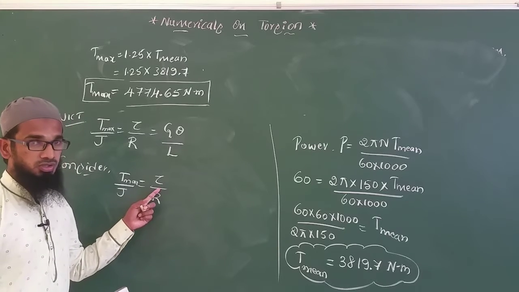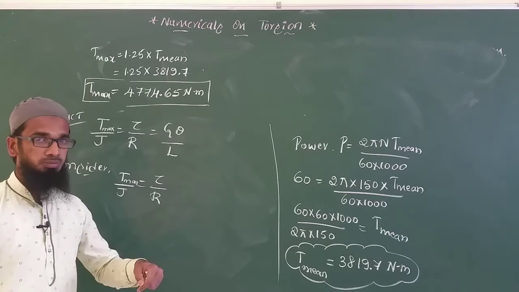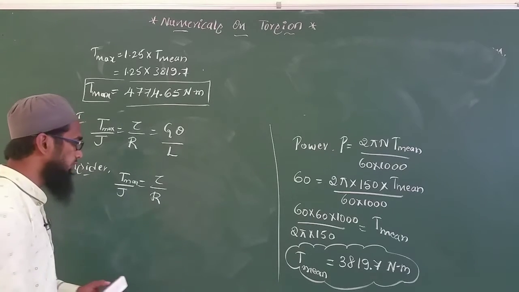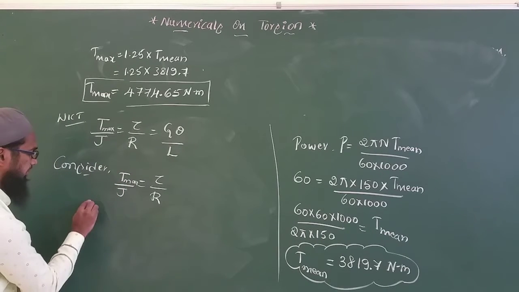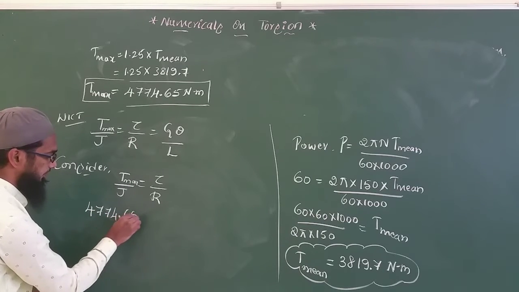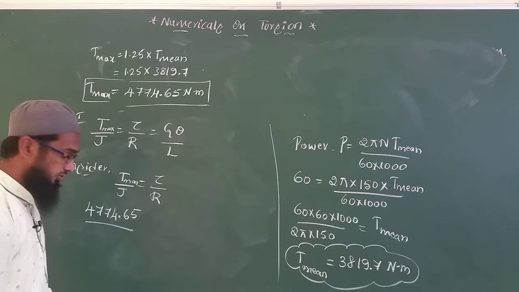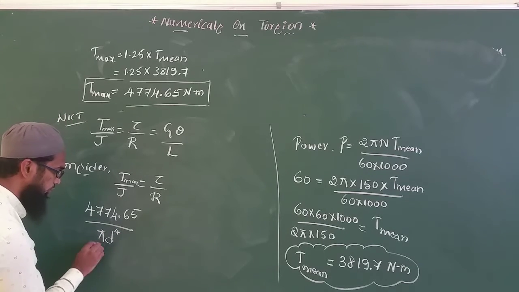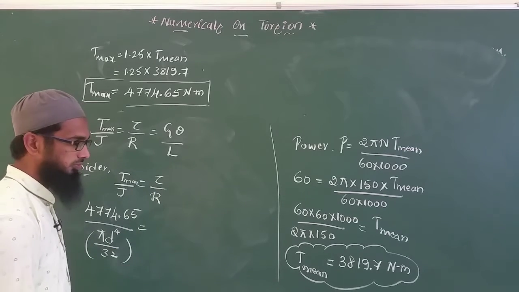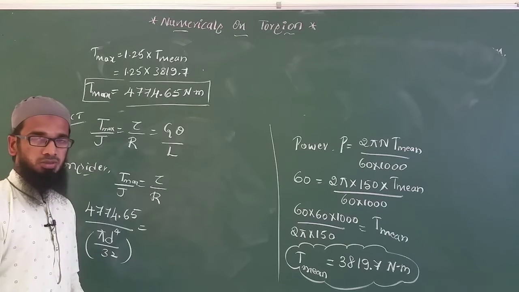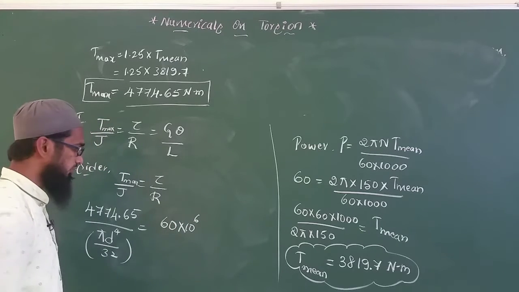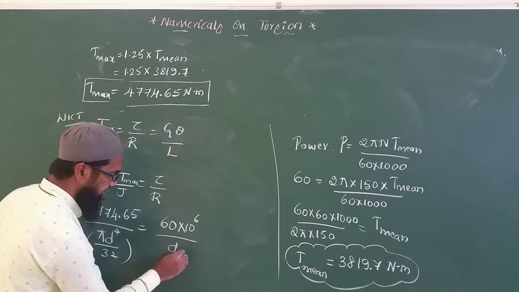Now this is the maximum shear stress. He has given 60 meganewton per meter square, that is, 60 into 10 power 6, I'll take. The radius of the shaft is the diameter by 2, that is d by 2. Now in place of T maximum, I'll substitute the value of 4774.65. The polar moment of inertia J is pi d power 4 by 32. That is equal to tau maximum, which is given in the problem, 60 meganewton per meter square, so I'll take 60 into 10 power 6 Newton per meter square. The radius is d by 2.